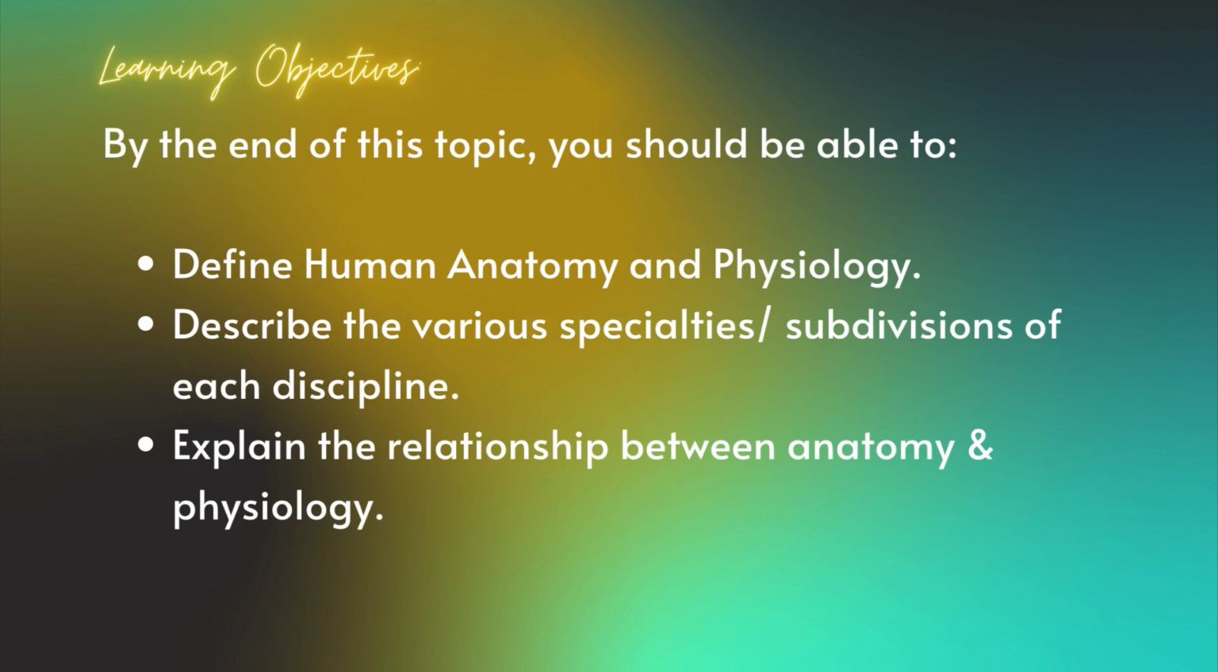Now, the learning objectives for this short course are as follows. So, the first objective is that by the end of it, you should be able to define human anatomy and physiology. Should also be able to describe the various specialties and also disciplines which encompass this topic. And also, you should be able to explain the relationships between anatomy and physiology.